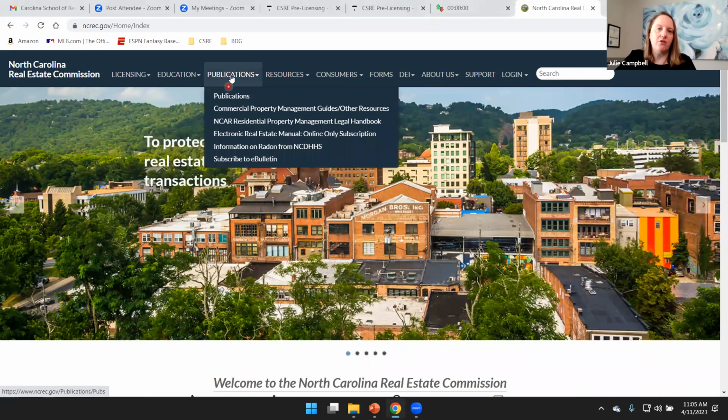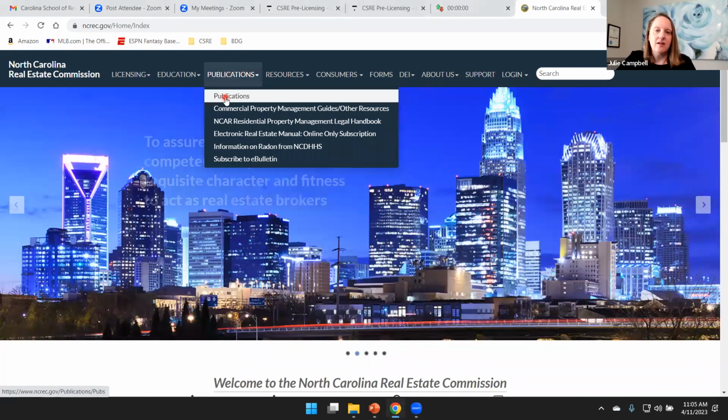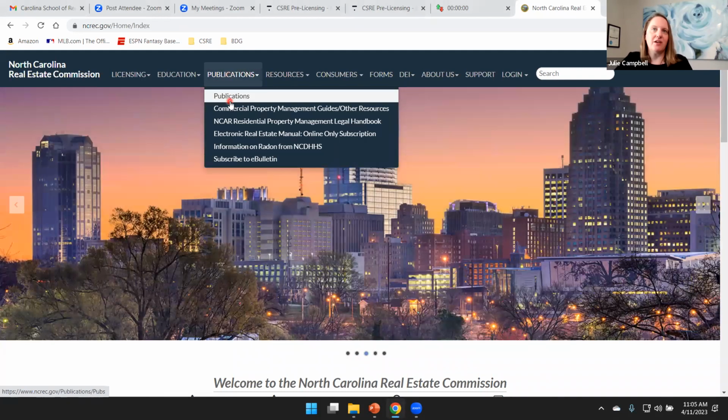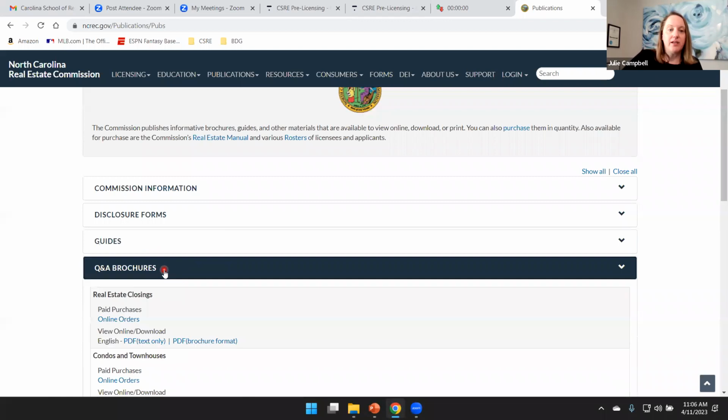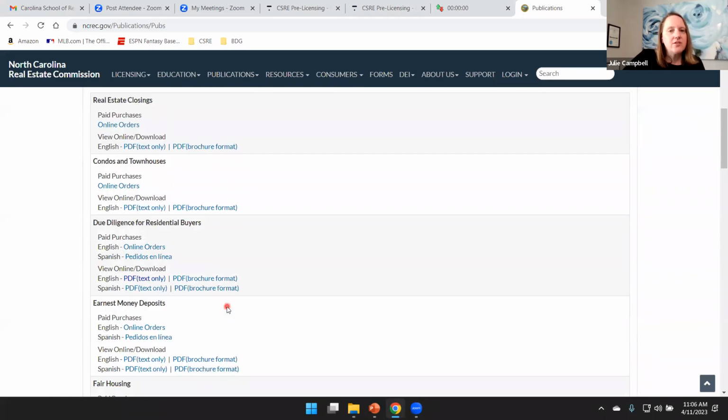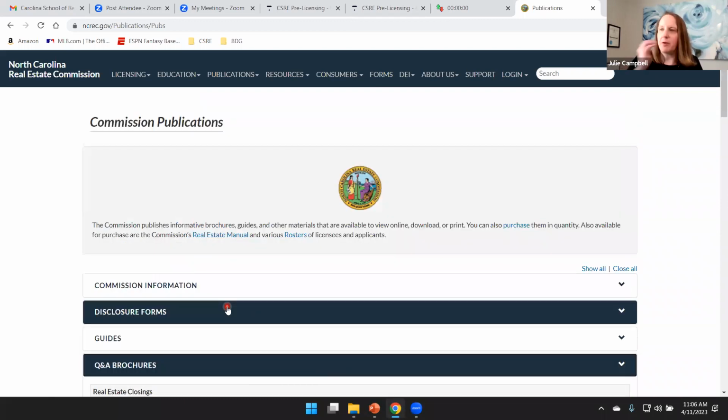Probably one of the more commonly used tabs is the publications tab. Everybody see that? Publications. And there's your disclosure forms. There's some guides. Here's these Q&A brochures that I've already put in the online learning system for you guys. So again, just some good information. Don't spend all your study time here.